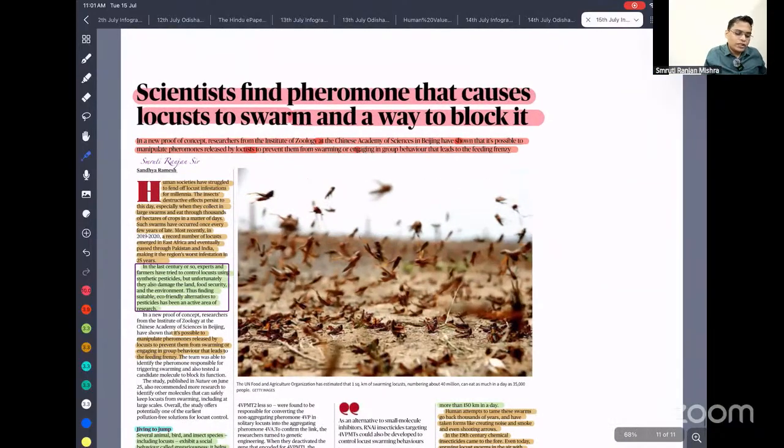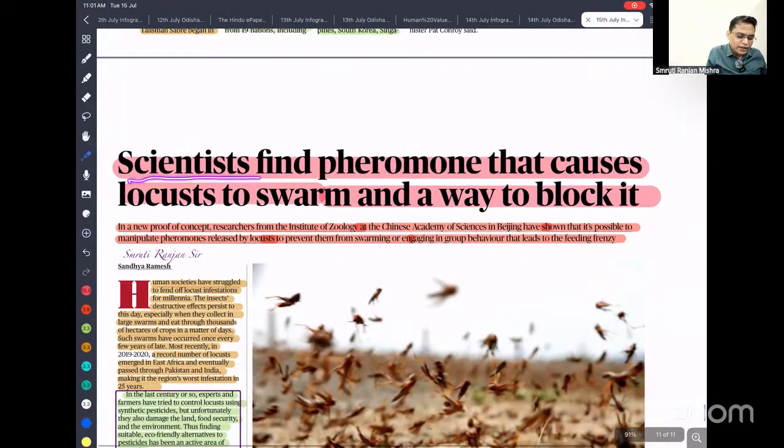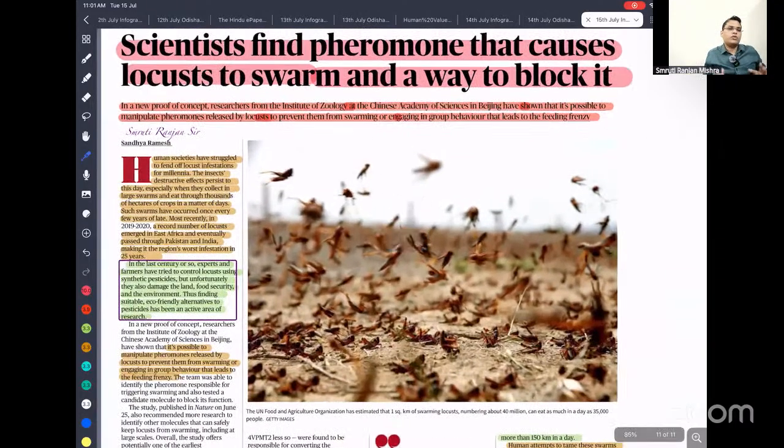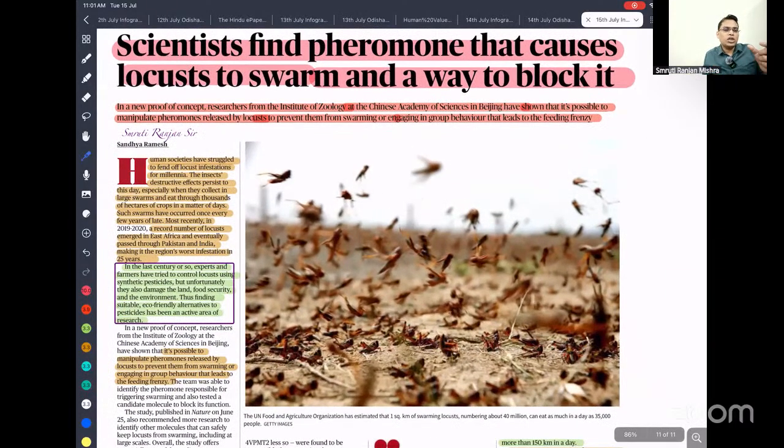So this is a very good news. Scientists find pheromones that cause locusts to swarm and a way to block it. What happened with locusts? Locusts are actually small insects that can eat a huge amount of crop. When they are moving in a swarm, a swarm is a collective behavior, so they act together. A swarm of locusts can contain millions of locusts. In a very few seconds, they consume an entire field. They wreak havoc on agriculture.